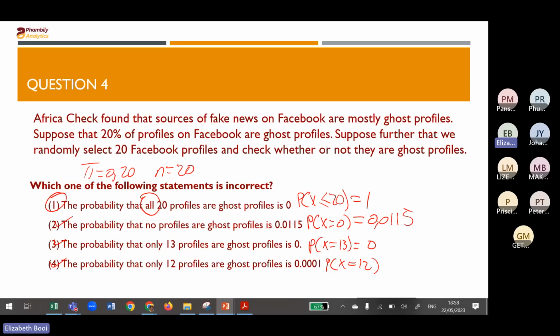So it means when they say all, they refer to less than or equal to that number, especially when it counts all of the profiles, all of them. So it means when it's 1, 2, 3, 4, 20, 13, 12, all of them. And therefore, we know that the sum of all probabilities is equal to 1.